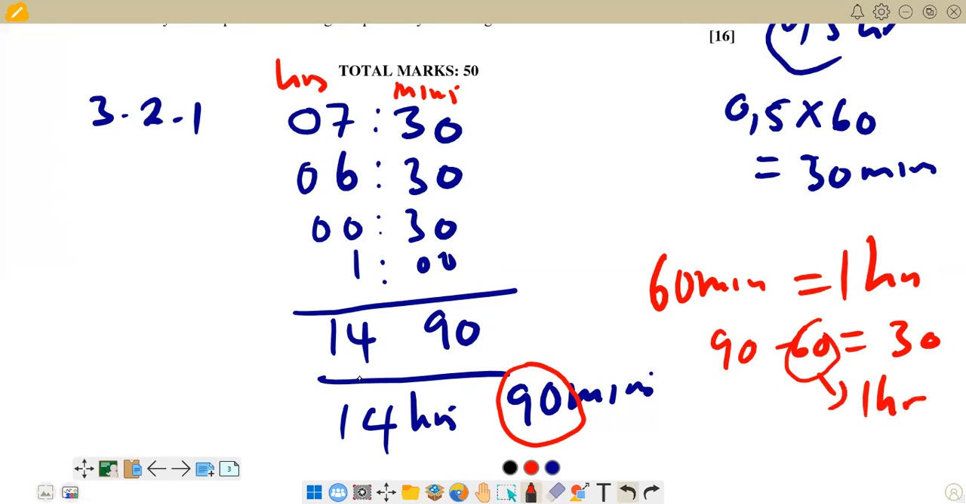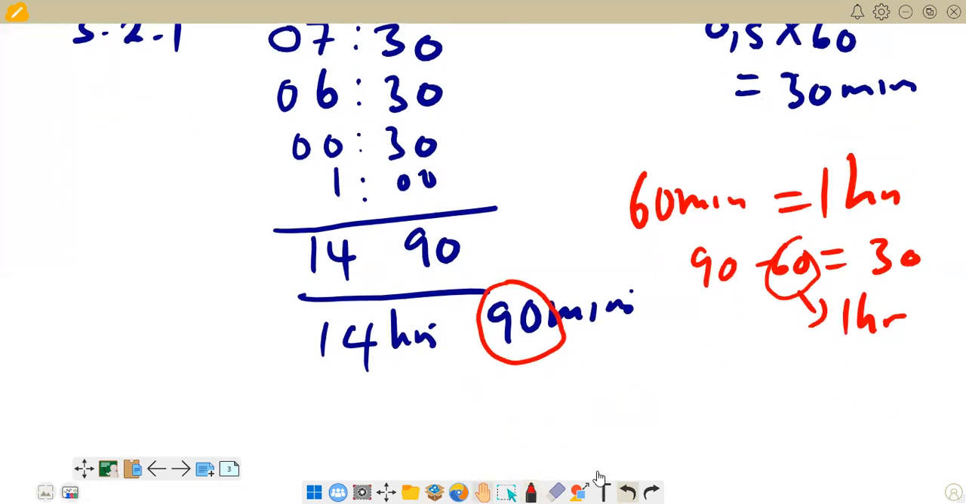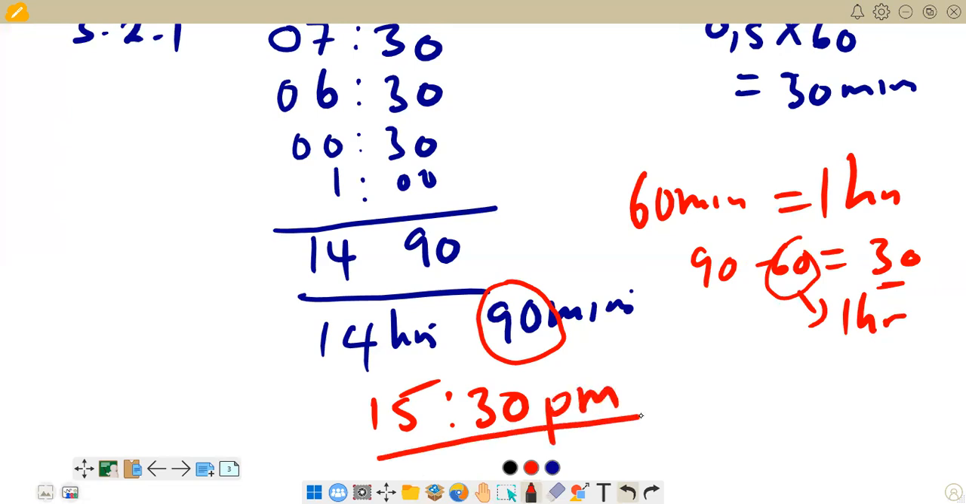This 60 that we have taken out is equivalent to 1 hour, so this will add to 15. We say 14 hours plus this 1 hour that we've taken out of the 90 minutes, we get 15 here. And then we are left with 30 minutes, so the 30 will come here. So this is when this person is leaving for home. And we know that when it's 15, it's now PM. So it's 15:30. This is the time when this worker is leaving.